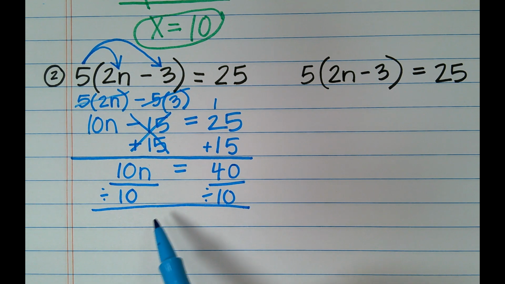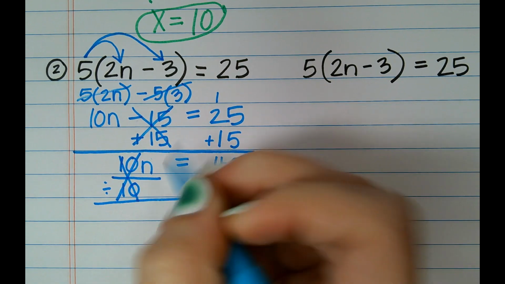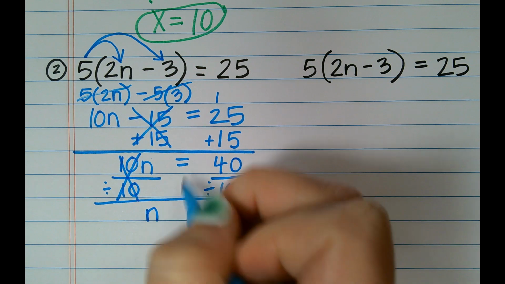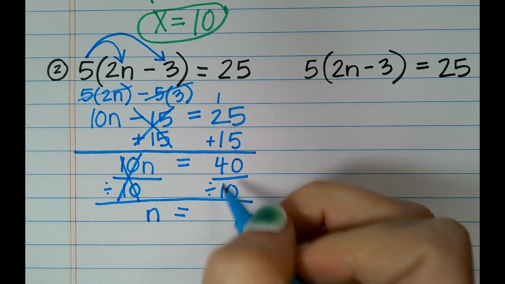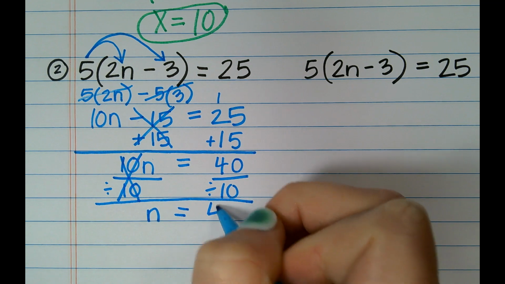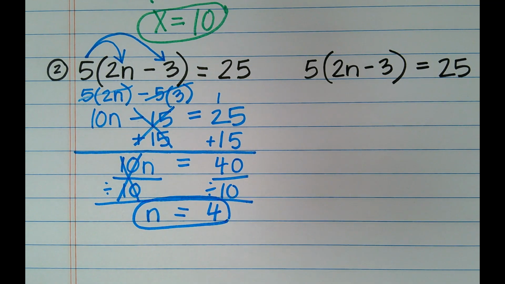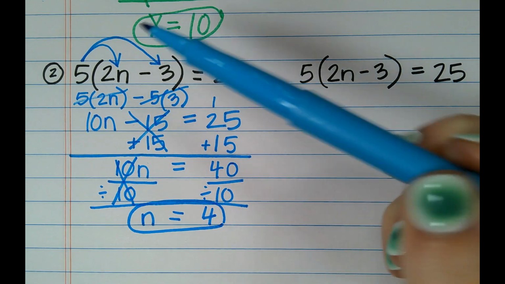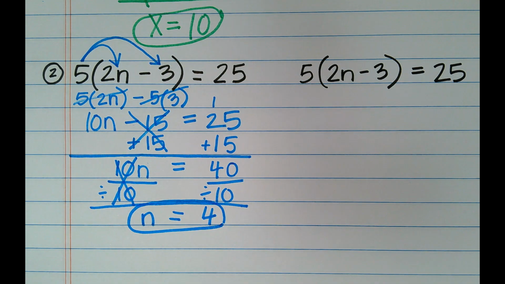And what happens here? My tens will cancel, leaving me with what? N all by itself equals 4. 40 divided by 10 gives us 4. Good. So this method that we just used was the distribution method.